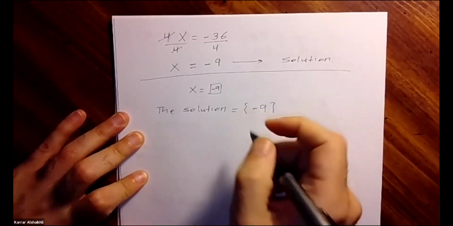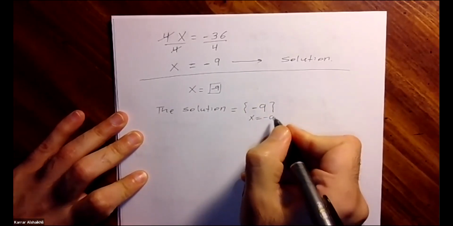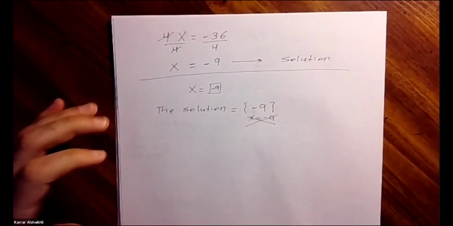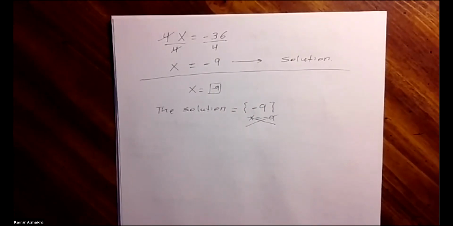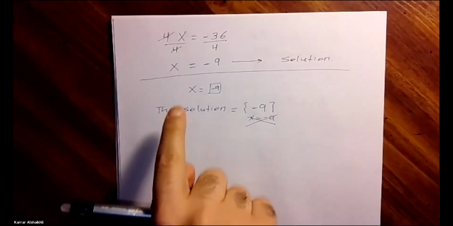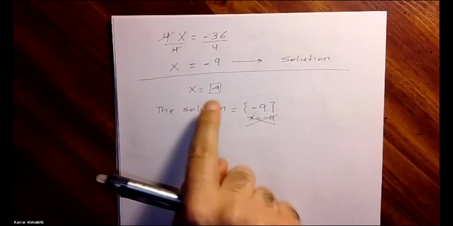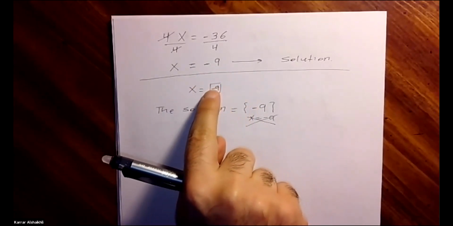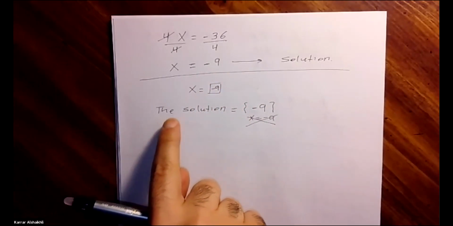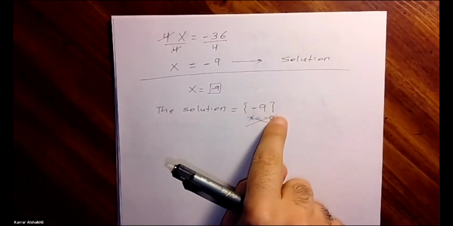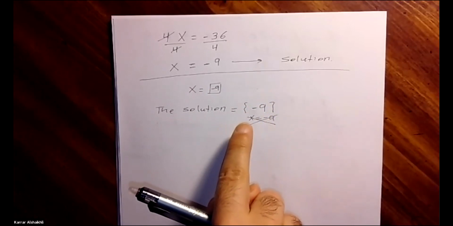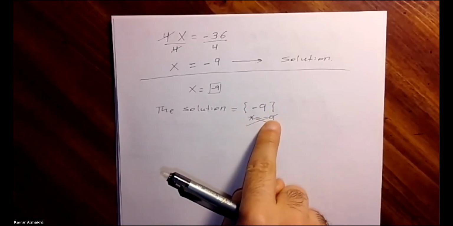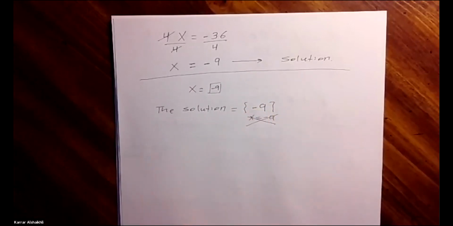You don't have to write down here x equal -9. They're going to tell you it's wrong. So be careful on the online homework. If they're telling you x equal square, you're just going to put -9 here. If they're telling you the solution equal and there's 2 parentheses, you're not going to write down x equal -9. You're just going to write down -9.